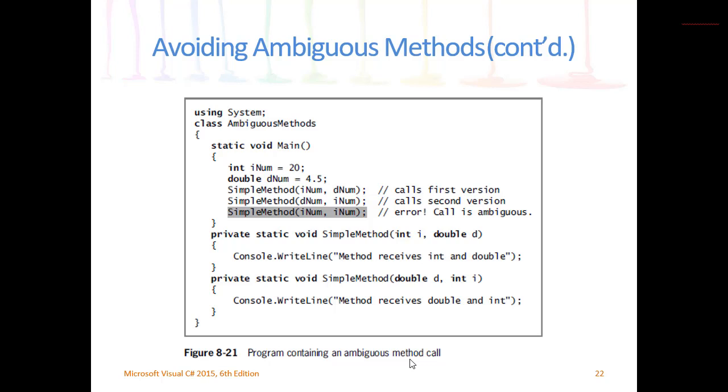Because this integer can convert to a double, but it's an integer as well. This one here converts to a double, but it's an integer as well. So which one? It cannot determine that, so it will not compile the code. Okay? So it becomes an ambiguous call. Even though the methods themselves are okay, the way you call them may become ambiguous like this.